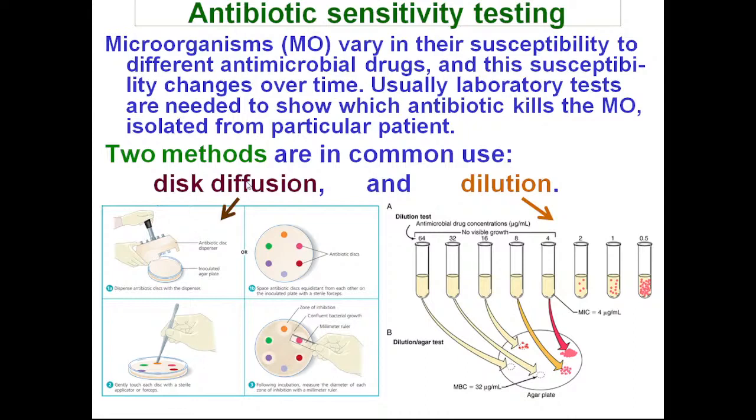Because microorganisms may develop resistance, laboratory tests are usually needed to show which antibiotic kills the microorganism, and for this we usually isolate the microorganism from the patient first. So the next test is supposed to be done using pure culture, my dears. These are the regular disk diffusion or Kirby-Bauer method and the serial dilution method.